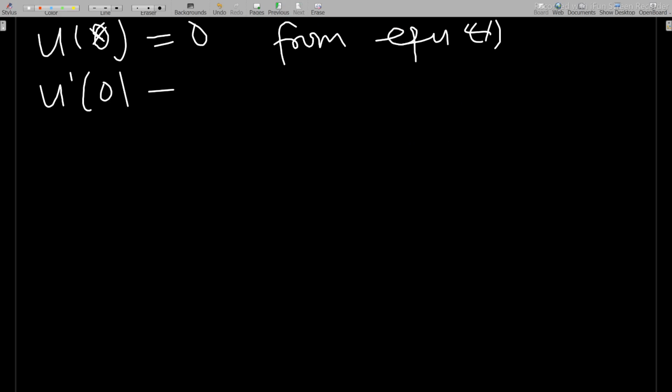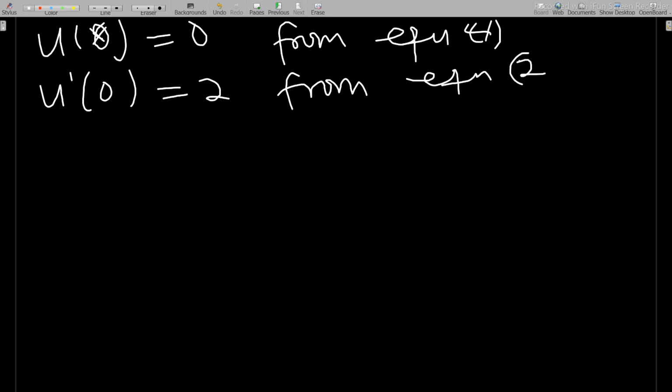So u prime of 0 equals 2. Someone will ask why we need 2 initial conditions: because it's a second order ODE, you have to get 2 initial conditions, okay? This one is from equation 2, and that one is from equation 1.